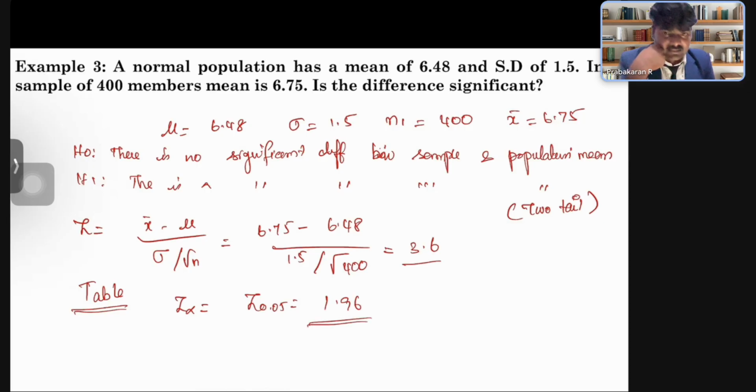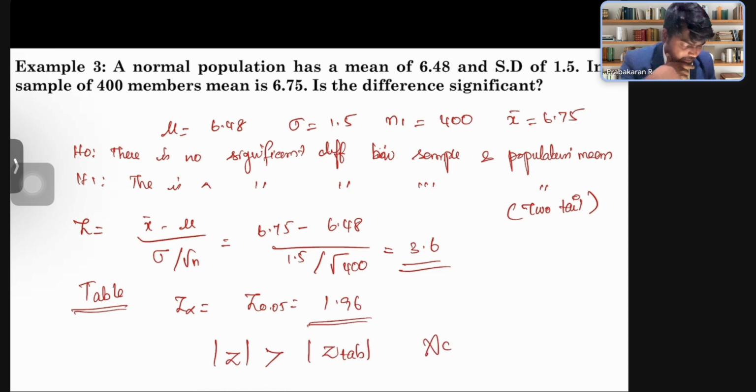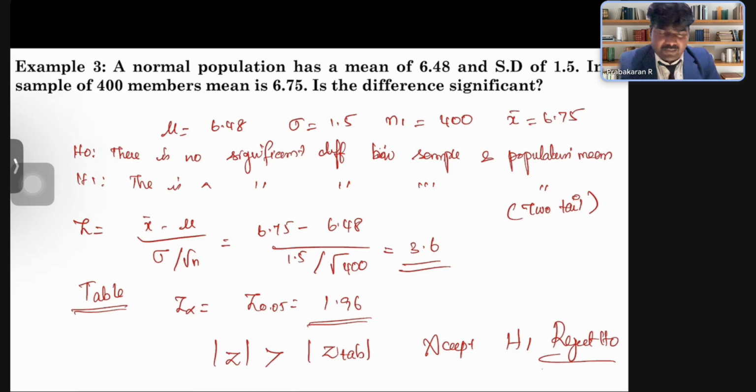By comparing these two things, what is the conclusion? In this problem, Z test value is greater than the Z table value. So the conclusion is accept H1 or reject H0. This is the solution for this problem. So what does it mean? That means the given sample does not come from the population with respect to the mean value. So there is a big difference. That's the significant difference between sample mean and population mean with respect to the average values of both.